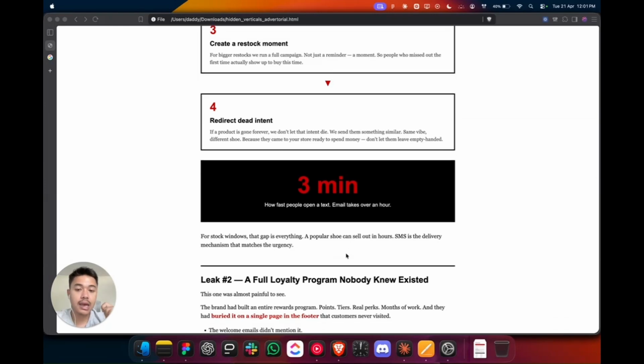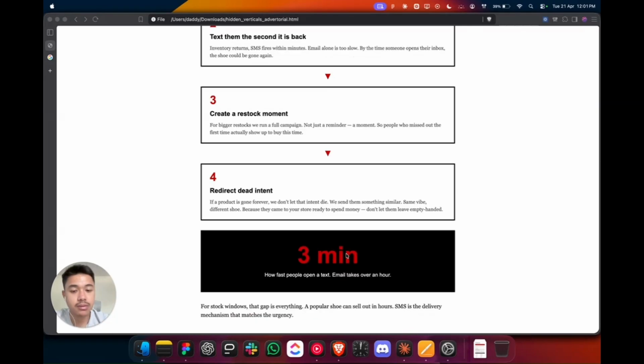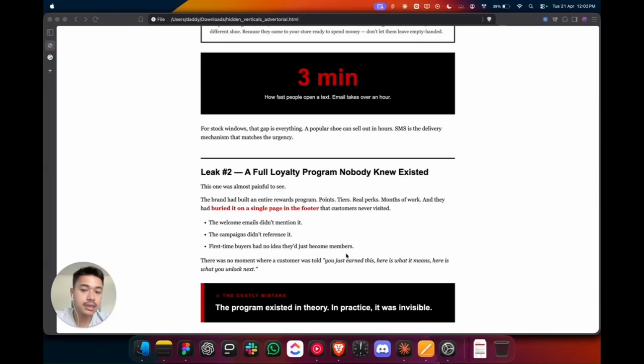For the restock window, the gap is everything. A popular shoe can sell out in hours. SMS is the delivery mechanism that matches the urgency that we have. Let's move forward to the second leak. The second one is quite an interesting one.